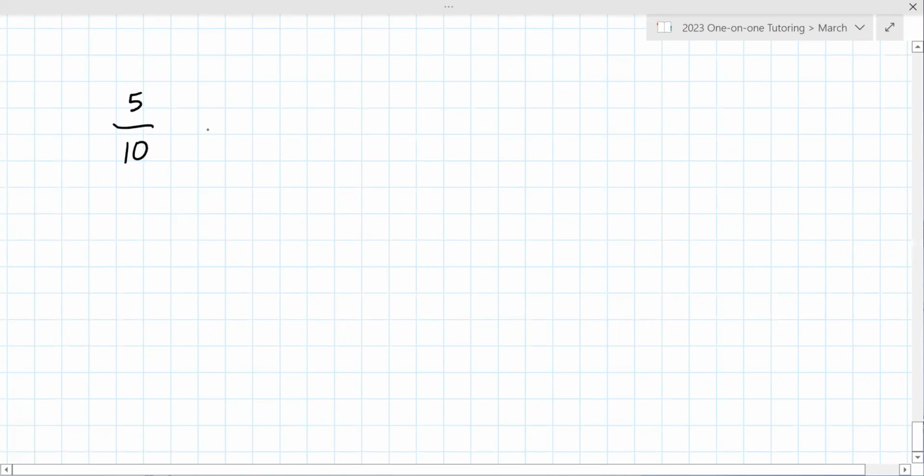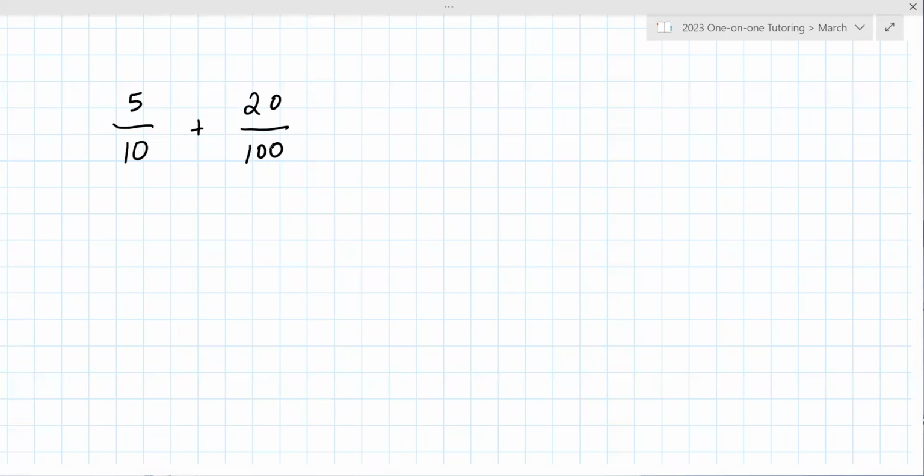All right, let's try another one. What's 5 over 10 plus 20 over 100? Okay, so what do we do to add these two fractions? Well, we want to go from 10 to 100. 50.